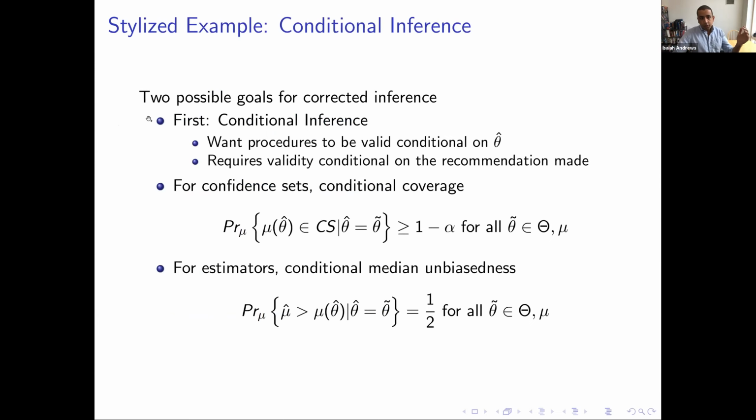So the first possible goal for corrected inference in this setting is what we'll term conditional inference. We might want procedures that are going to be valid conditional on the treatment theta hat that's going to be recommended. For confidence sets, for instance, this could mean conditional coverage. So the conditional coverage probability of our confidence set, conditional on recommending a given treatment, should be at least 1 minus alpha. For estimators, we could think about conditional median unbiasedness. So the conditional overestimation probability, again, conditional on recommending a given treatment, should be a half.